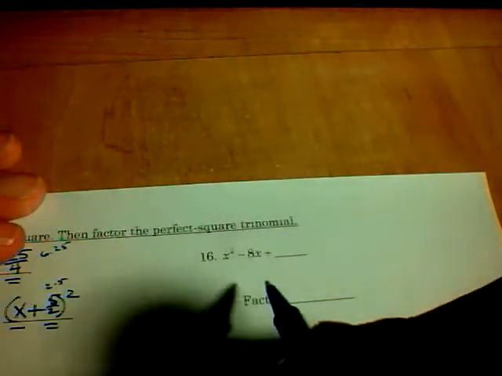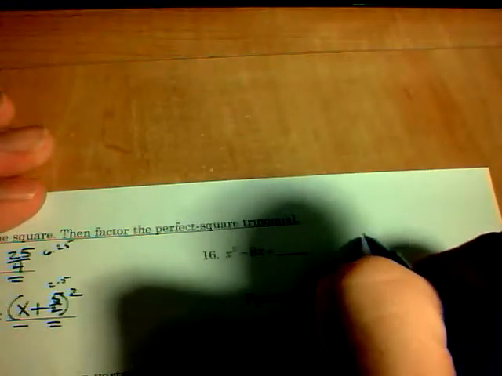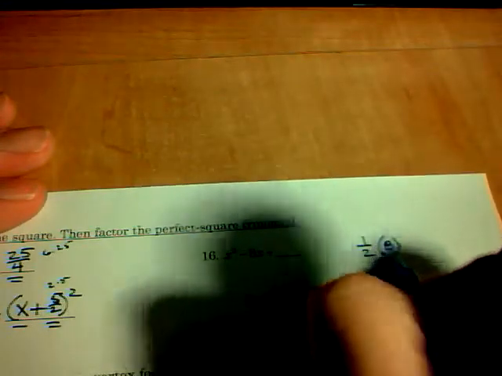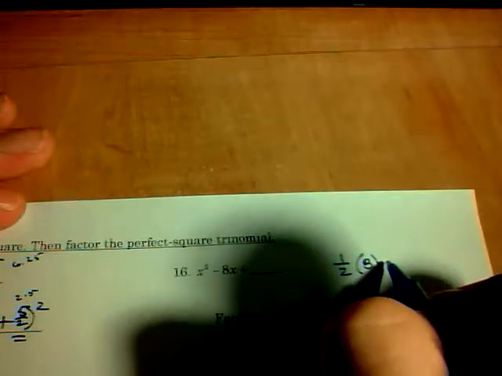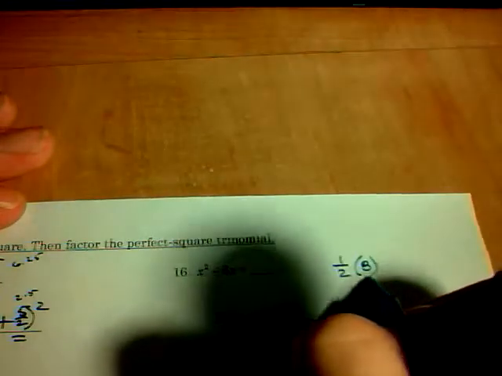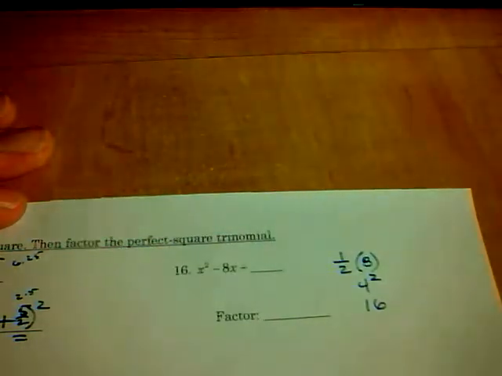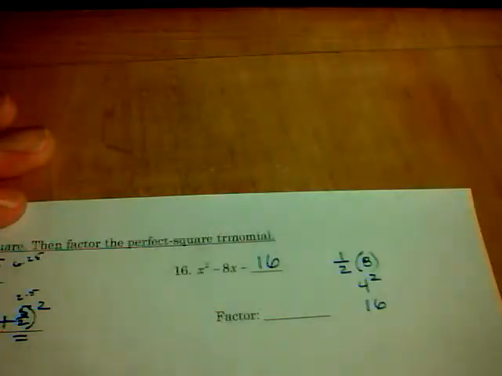Okay, on 16, we're going to go through the same process. We're going to go half of 8, and when you take half of 8, that gets you 4. Then we're going to square the 4, and you get 16. So this is going to be a 16 here.